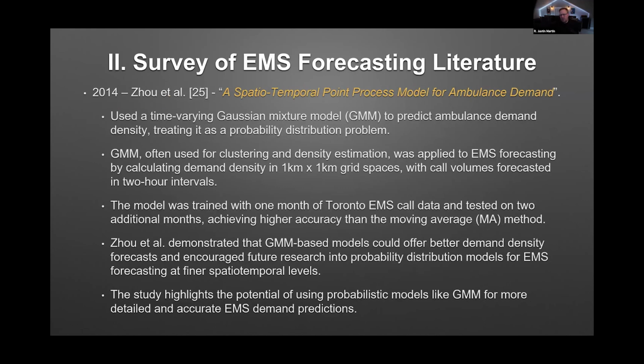And then we get into some other methods in 2014. This was a study that did attempt to do some spatiotemporal forecasts using what's called a Gaussian mixture method, which is a probabilistic method that is basically looking at demand densities. And so they looked at data in Toronto and found that their approach could actually better estimate demand than some previous approaches. But again, nothing earth-shattering here. They did do spatiotemporal forecasts.